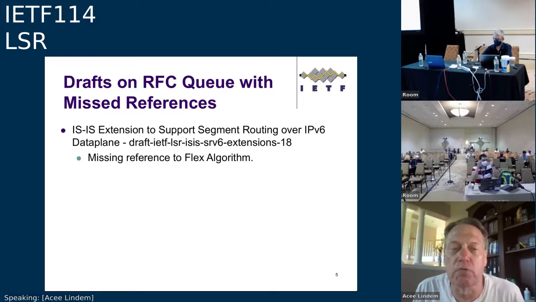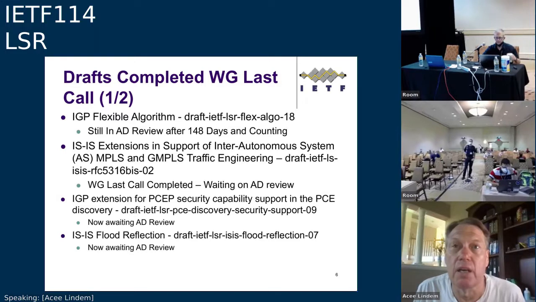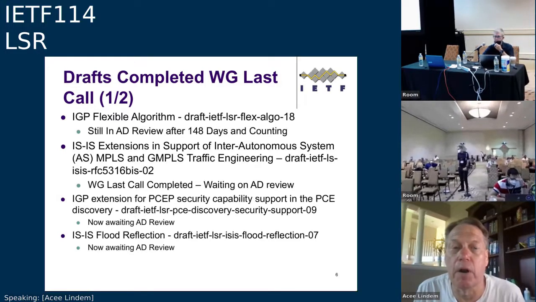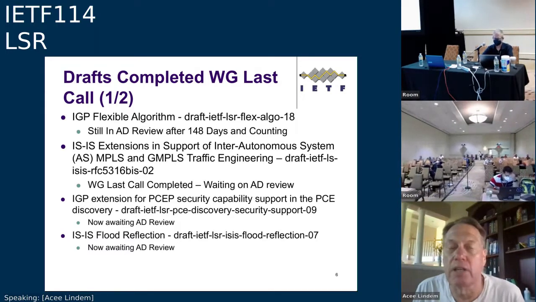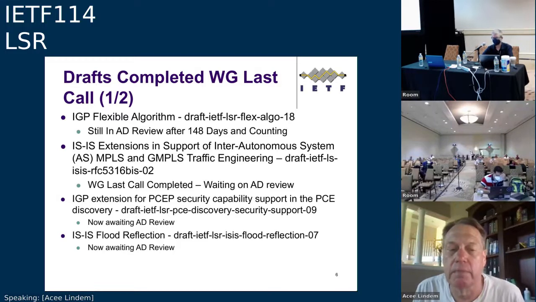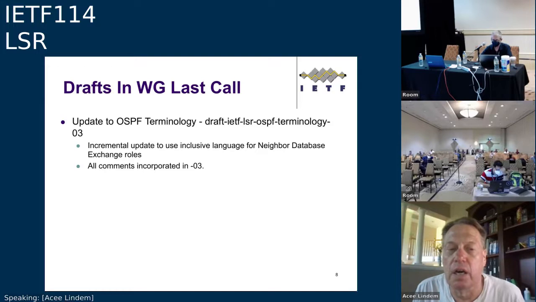Okay, this one's still waiting on the Flex Algo. We'll cover that later. Next slide. These are the drafts completed last call. We really need the Flex Algo done because not only is there references to it in a lot of the SR drafts, you'll see that today a lot of the working group documents that we have are based on this. So this is really a foundational work that we need to get to the IESG and published. Next slide.